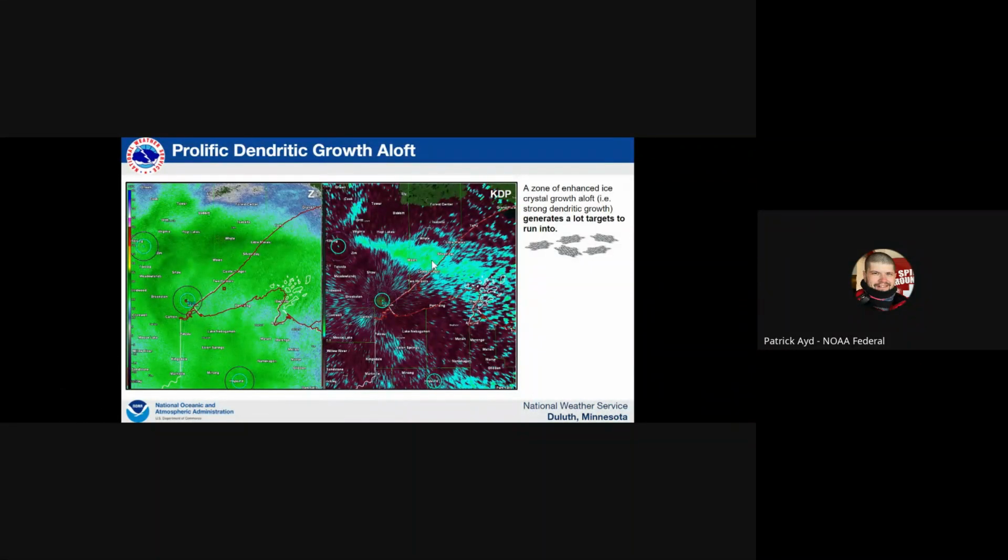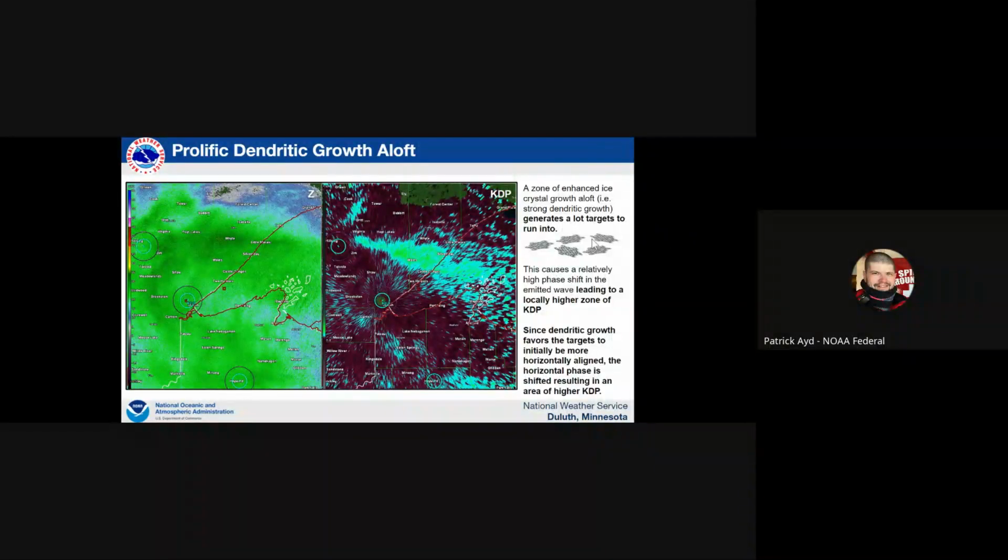Okay, but there's a very distinct zone of a lot higher KDP north of Castle Danger, south of Silver Bay, on the North Shore. Well, what is that? Well, that's a zone of enhanced ice crystal growth aloft. So why is KDP higher there? Well, it's running into a lot of stuff. So we're running into just a lot of targets in the dendritic growth zone. And because of that, we're causing a shift in the emitted wave, which is giving us a higher KDP.